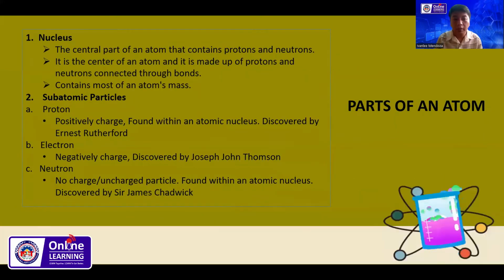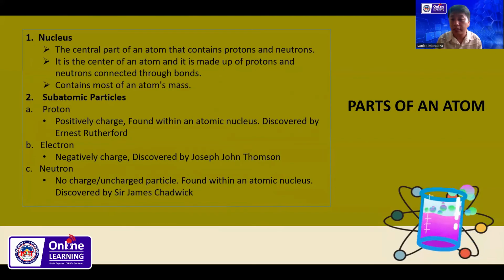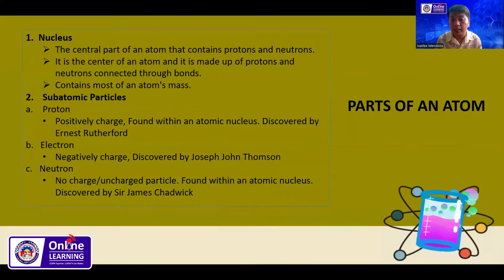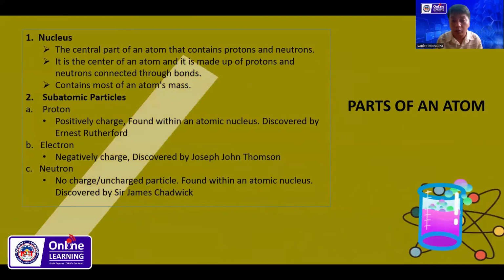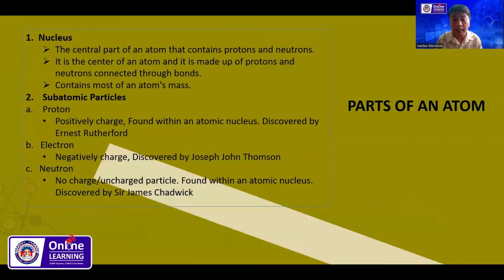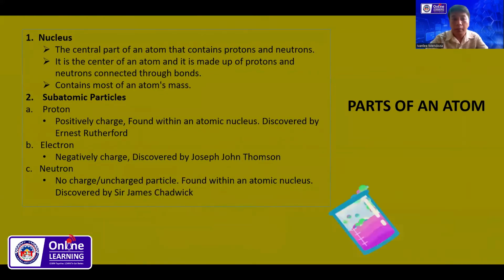Next, how about the subatomic particles? Letter A, proton, is positively charged and found within the atomic nucleus, discovered by Ernest Rutherford. Letter B, electron, is negatively charged, discovered by J.J. Thomson or Joseph John Thomson. And letter C, neutron, has no charge, an uncharged particle found within the atomic nucleus, discovered by Sir James Chadwick.